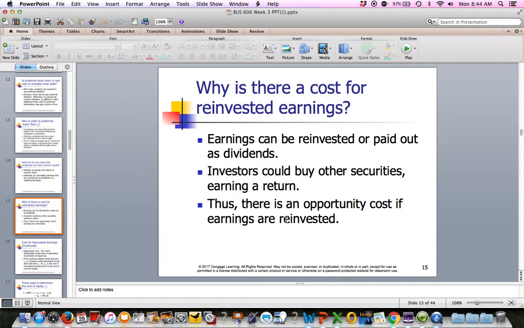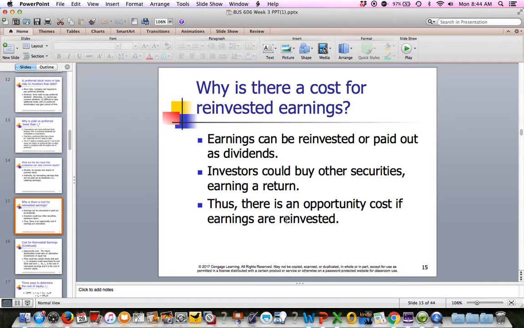So there's always a cost of reinvesting your earnings. Any earnings from a corporation can be retained or paid out as dividends. It's very rare that a corporation would pay out all of its earnings as dividends. You want to keep some. There's a fine line there. There's kind of a happy medium of keeping so many and paying so many out.